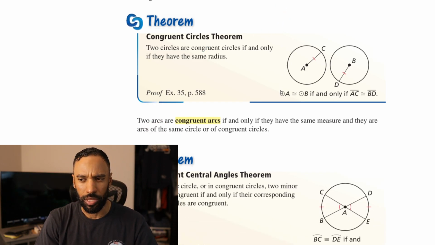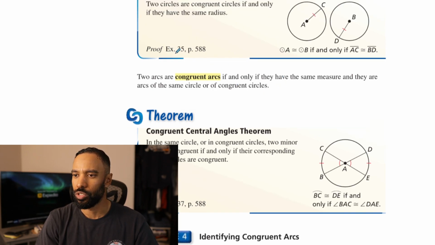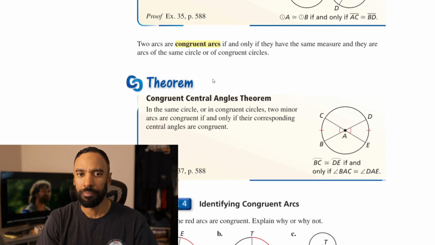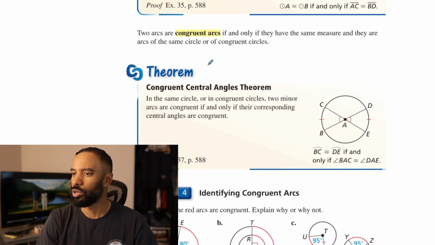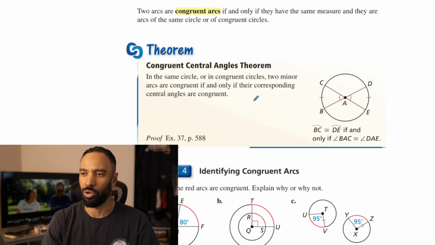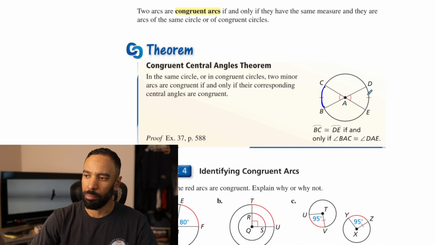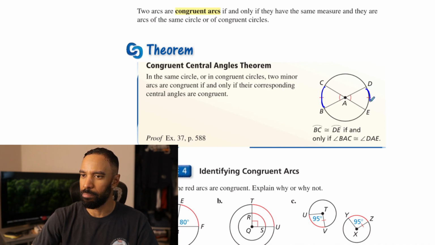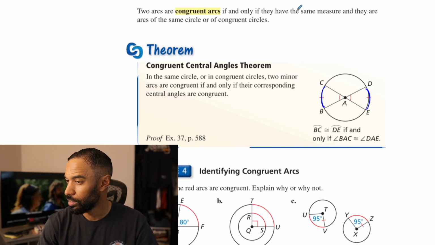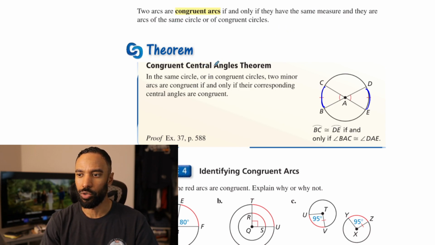Now, what do they want to do with those examples? I don't really know. Looks like either we have to do a proof or they'll show us one later. Two arcs are congruent arcs if and only if they have the same measure and they are arcs of the same circle or of congruent circles. So I have congruent arcs BC and DE because they have the same measure and are arcs of the same circle.